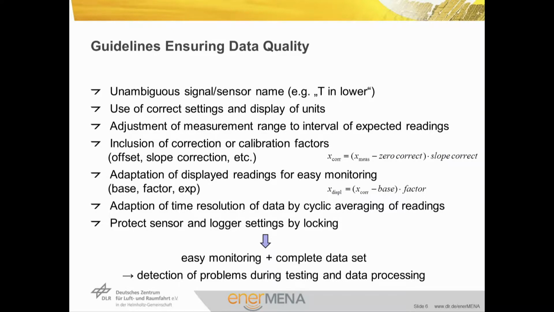Cyclic averaging of readings is a means of reduction of noise and creation of a representative performance database at a selected time resolution. All sensor loggings and settings are to be logged in order to avoid accidentally changing them during testing. Although some of the measures mentioned could also be included at a later stage in data processing, these provisions are strongly recommended. As well as facilitating monitoring of testing, they ensure creating a complete database and help detecting problems during testing and avoiding mistakes during data analysis.